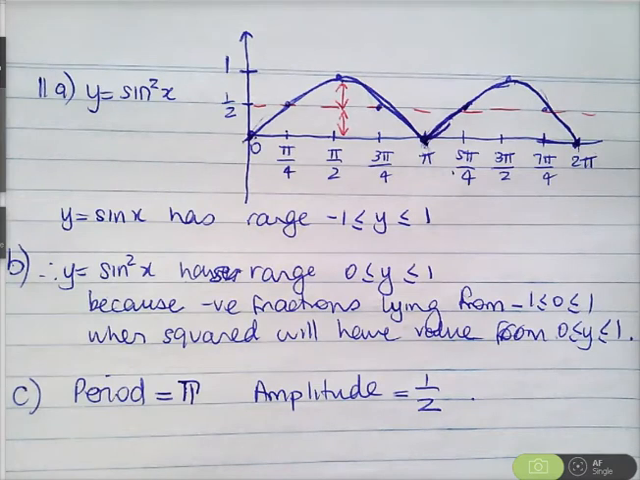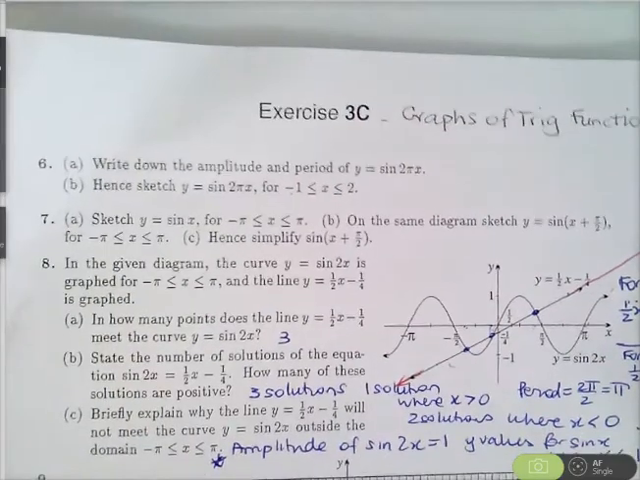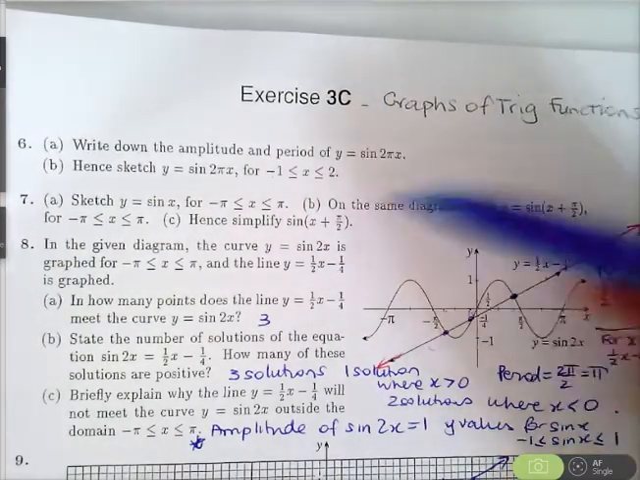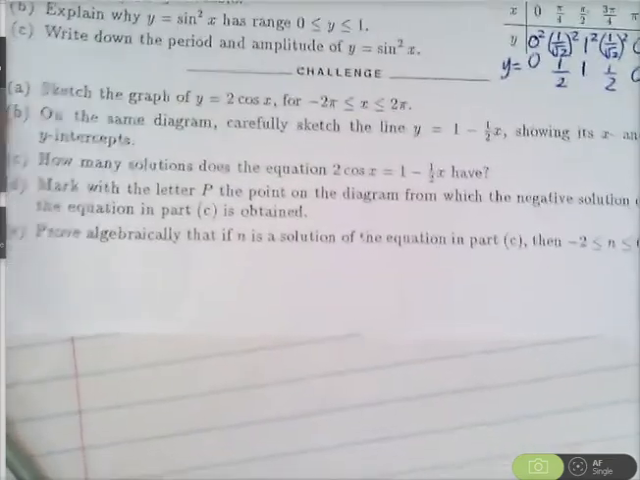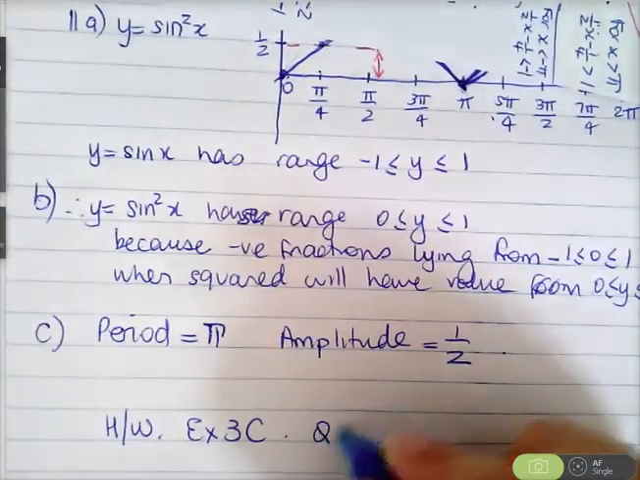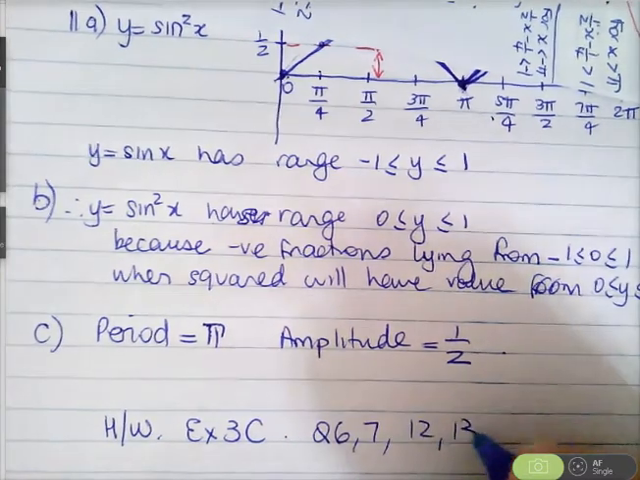From the exercise 3C worksheet, for homework, could you please do exercise 3C, questions 6 and 7, and question 12 down there, and question 13 over the page. So exercise 3C, questions 6, 7, 12 and 13.